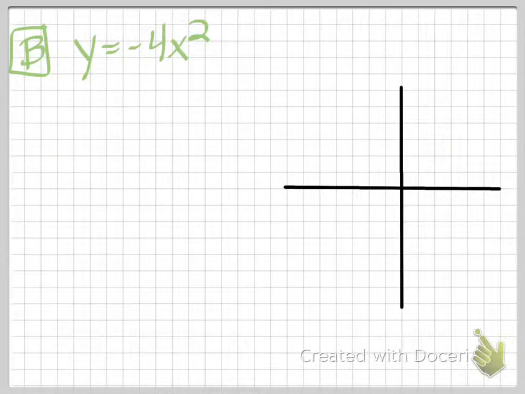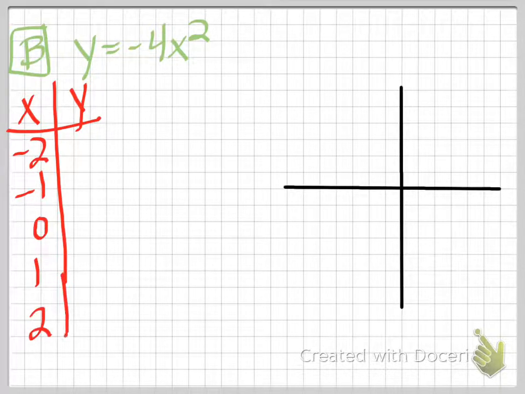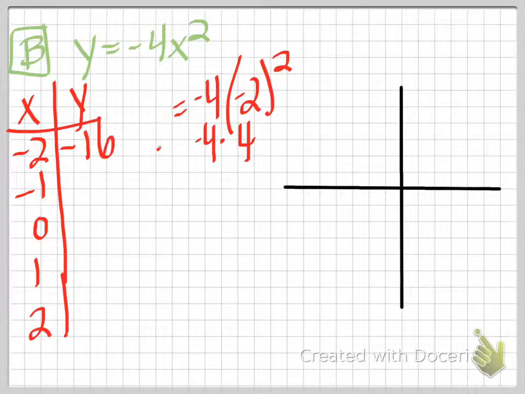Y equals -4 x squared. Let's do an xy chart. -2, -1, 0, 1, and 2. When x equals -2, we're at -4 times the -2 squared. -2 times -2 is a +4. Then we've got this negative 4 times positive 4. That's negative 16.